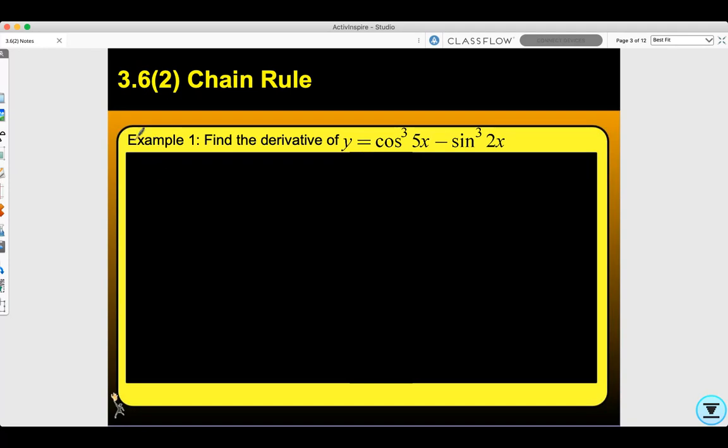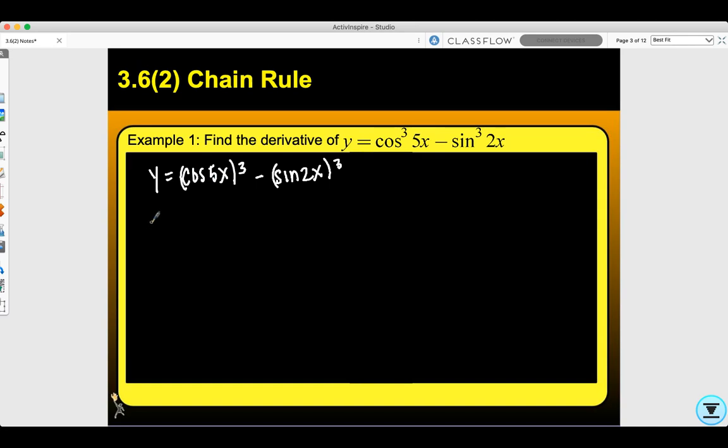So something you need to remember about our function y is that cosine cubed 5x is the same as cosine of 5x all cubed minus sine of 2x all cubed. So when I find my derivative, I have to use the chain rule. And I'm going to end up having to use the chain rule 3 times because I have the outside and then the inside I have to take the derivative twice.